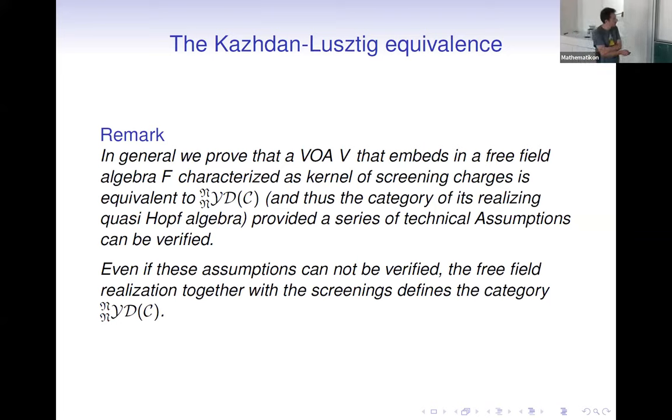Now in practice, the big caveat is that a series of technical assumptions must be verified. There are many that I effectively have to do, trying to develop a theory that guarantees these assumptions. But you can also take the standpoint of a physicist. What would the physicist say? Well, that it would be the axioms of your conformal field theory, that all these natural assumptions are satisfied. And then our statement would simply say, even if you can't verify these assumptions, our statement defines the category. And just by having this realization together with these screening charges that immediately give you a Nichols algebra, you immediately have an associated tensor category, which looks funny because for you this is just a bunch of symbols.